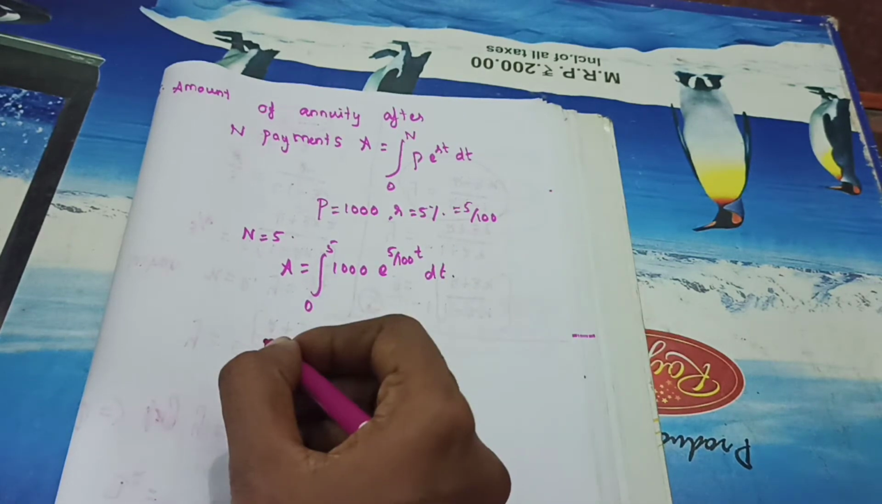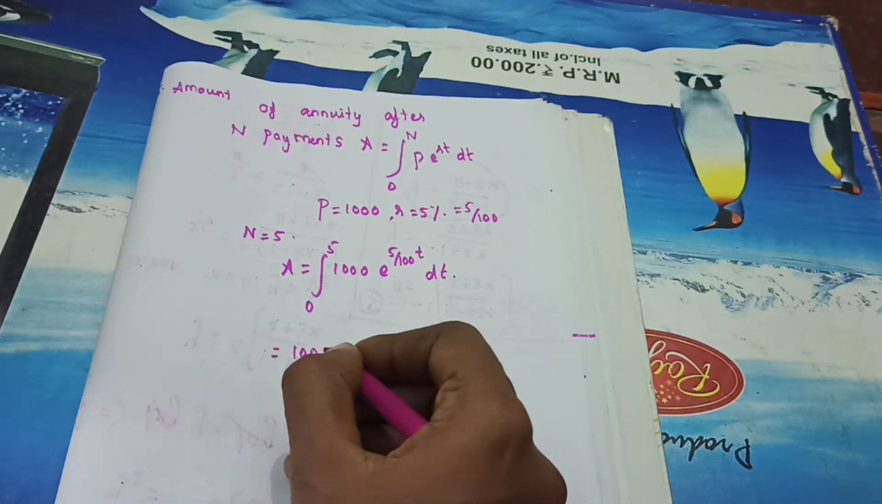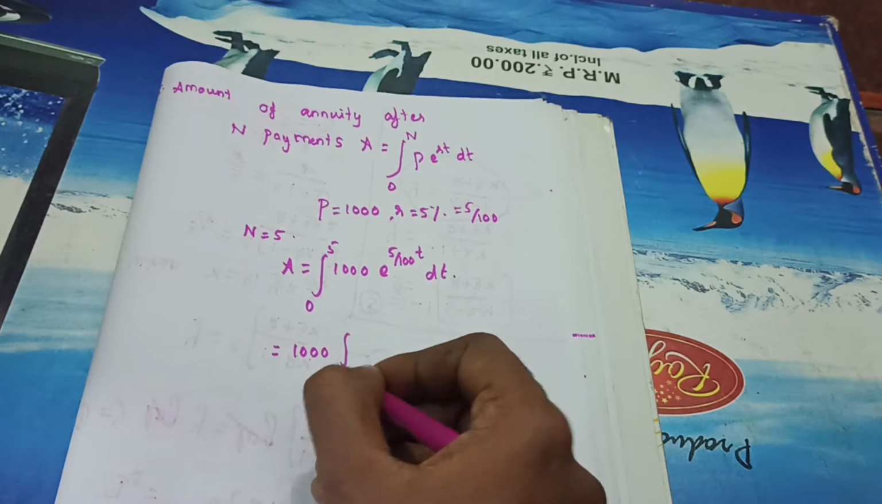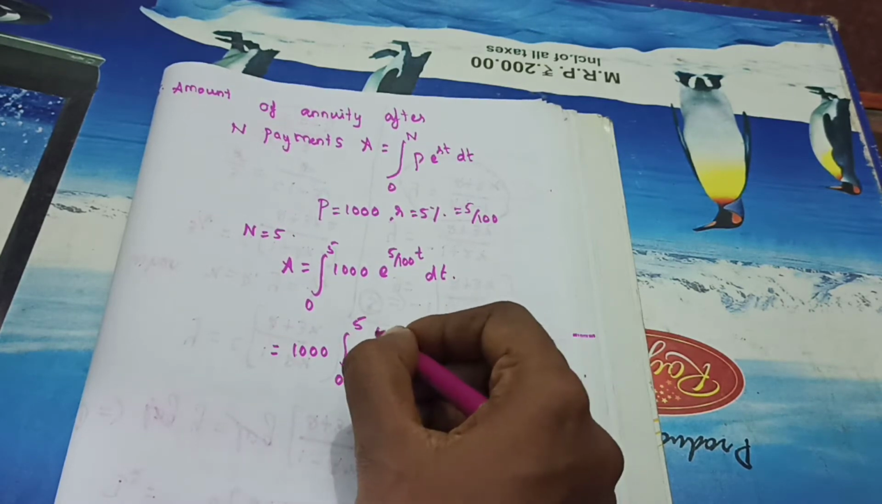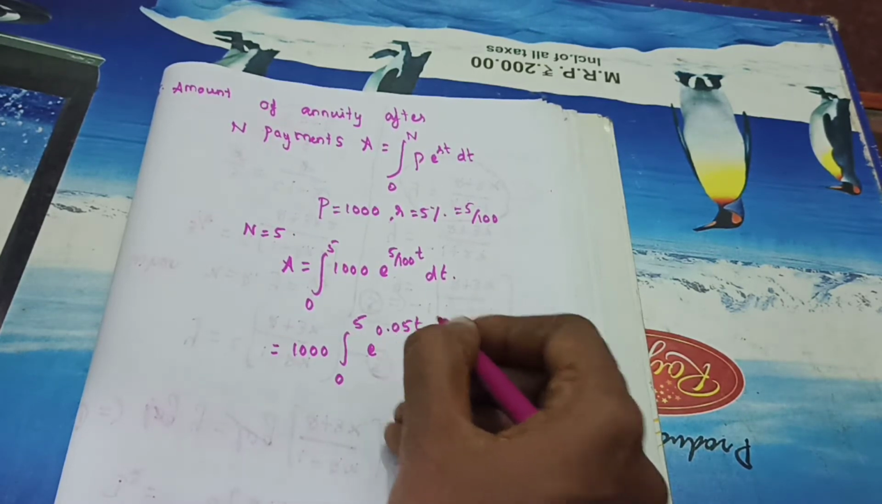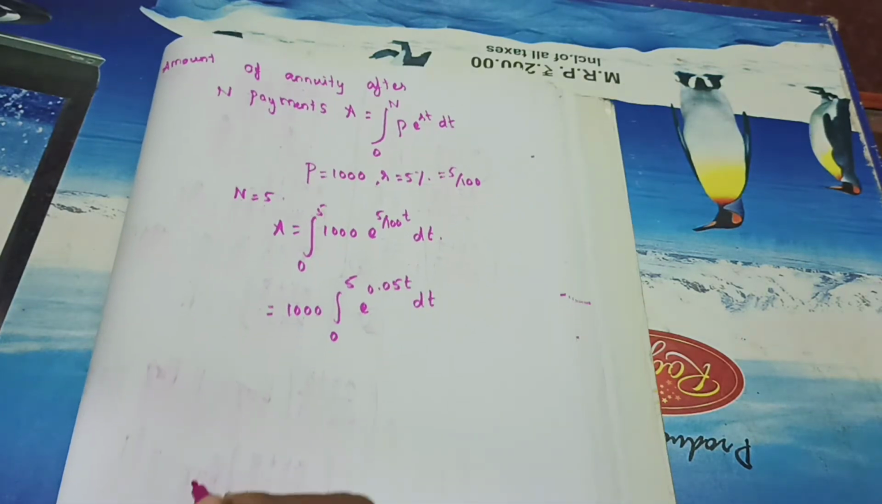Now apply the limit. That's equal to, first you integrate. 1000 is a constant. Integral 0 to 5 of e power 0.05 t dt. Integrate it and apply the limit.